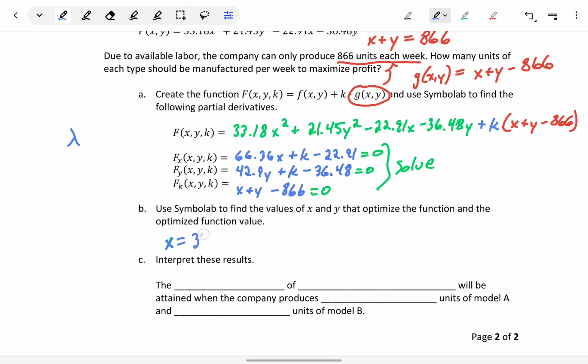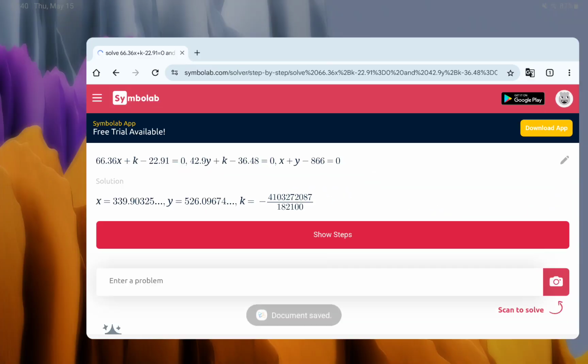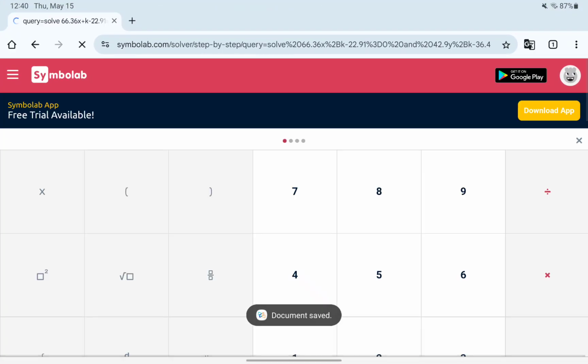Specifically that x is going to be 339.9033 approximately, and y will be approximately 526.0967. Those are our optimal values for x and y. Now we need our optimal value for the profit, or our optimized function value, meaning we'll evaluate the profit function at those values for x and y that we found.